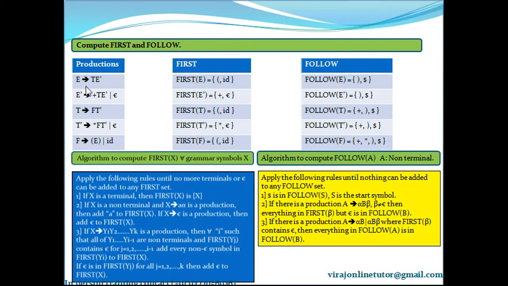Let's compute first of E now. What is first of T? First of T I have already computed, which is close bracket and id. Since first of T does not contain epsilon in it, I stop. So this is how you have to compute first.